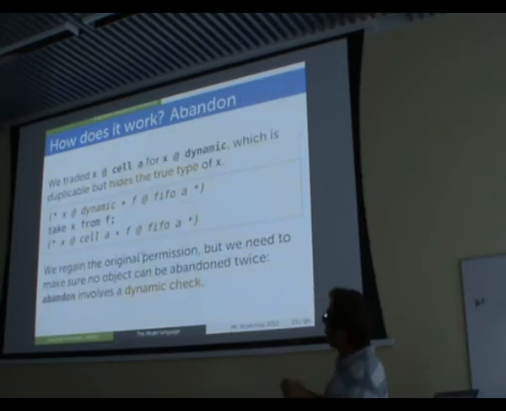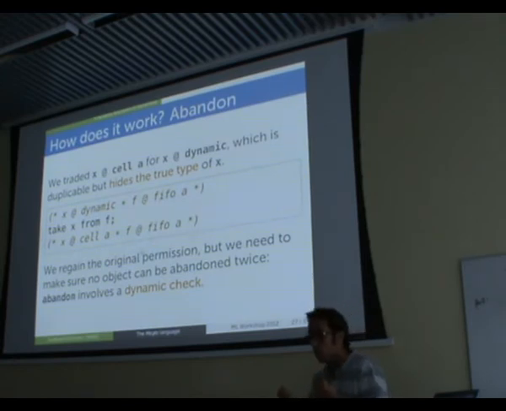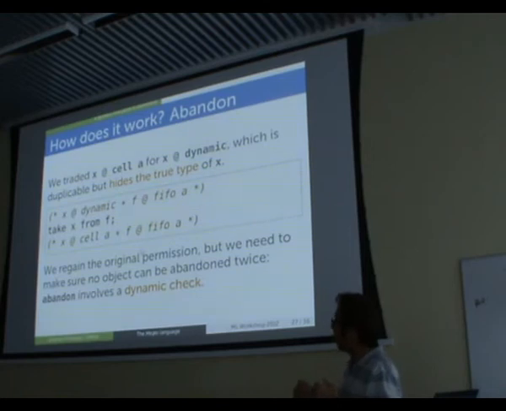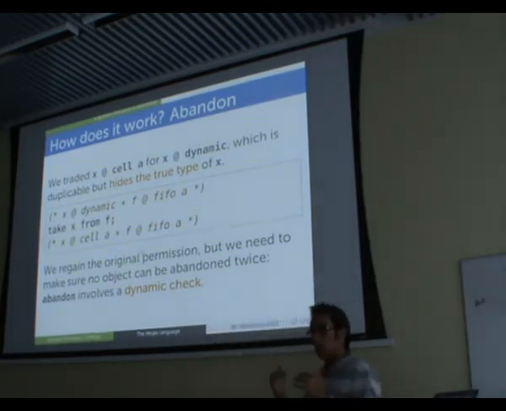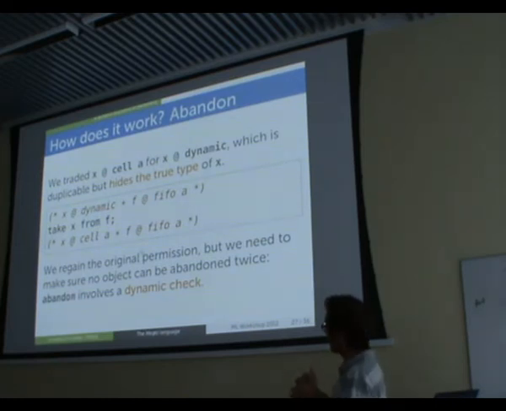And the converse operation is called take. You have X, you have F, which is a FIFO, and you say, I assert that, first of all, X is adopted by F, and I also assert that no one else currently owns X. So now please give it to me. And what happens afterwards is that you regain the original permission with the full information that X is a cell.